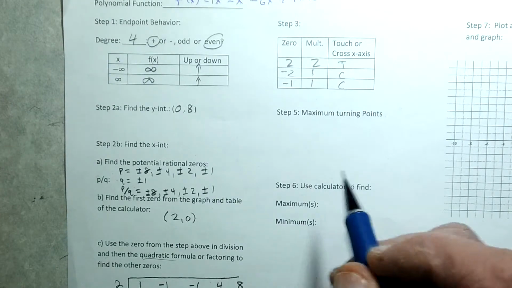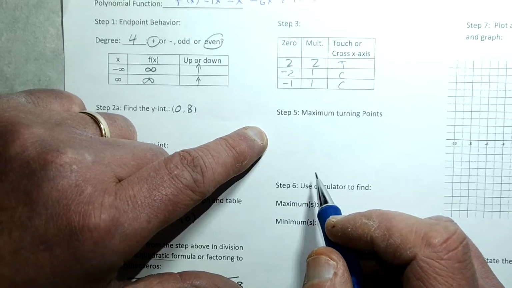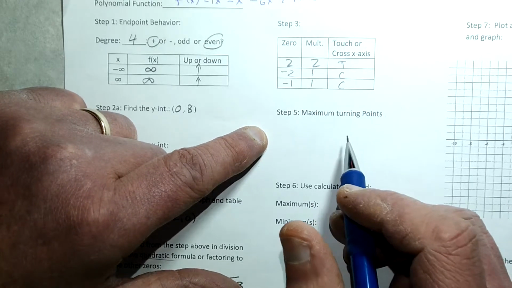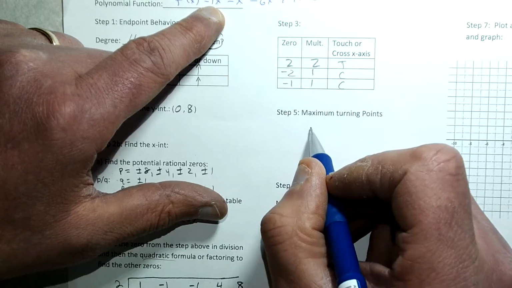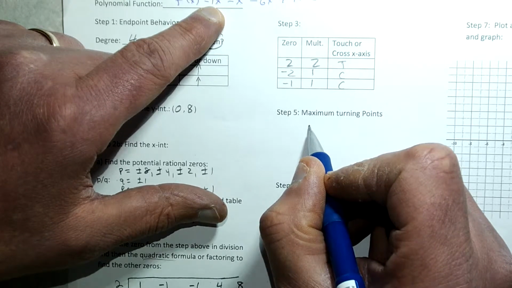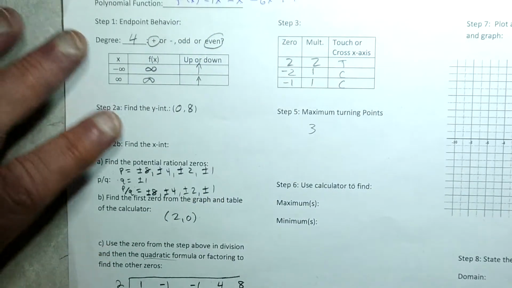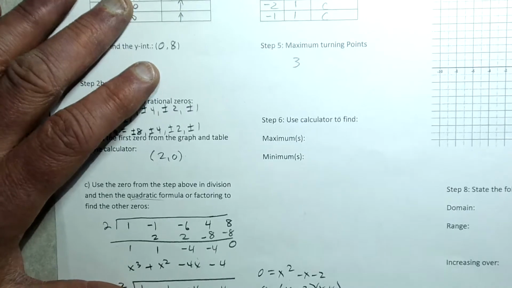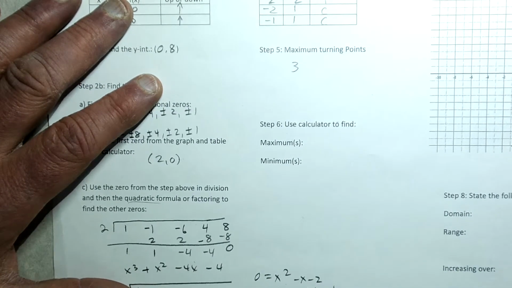Now, we're going to go ahead and come up with the maximum turning points. Well, if we didn't already look at that graph, we knew that the maximum turning points could only be up to 3. It always could only be up to 1 less than the degree. Okay, and then we're going to go back to the calculator and come up with the maximum and minimum points. And so let's take a look here.